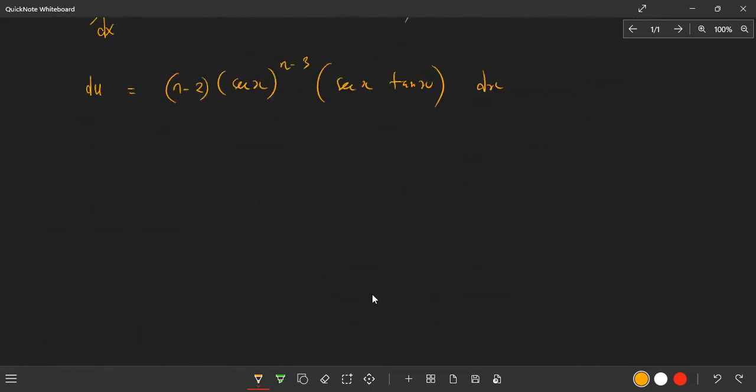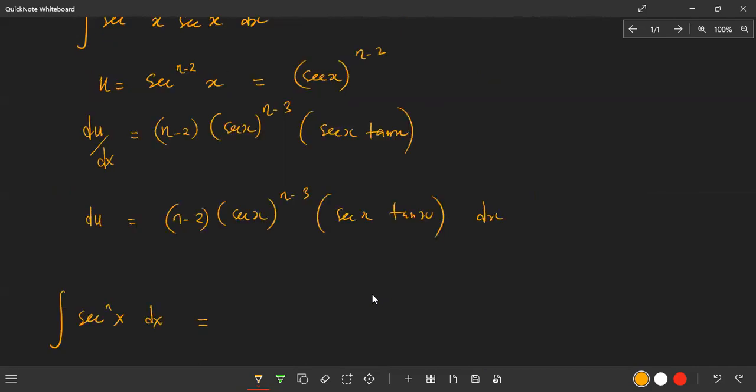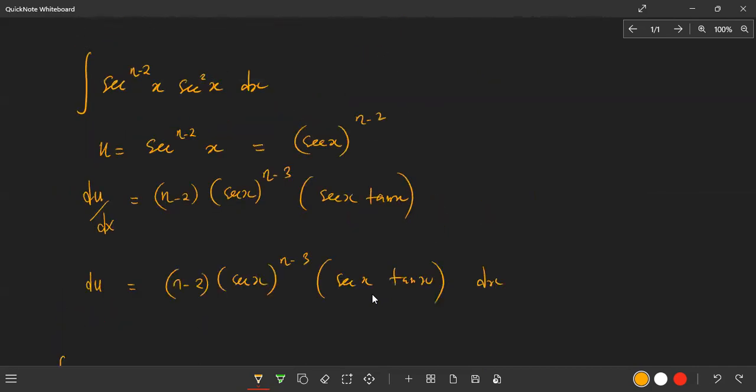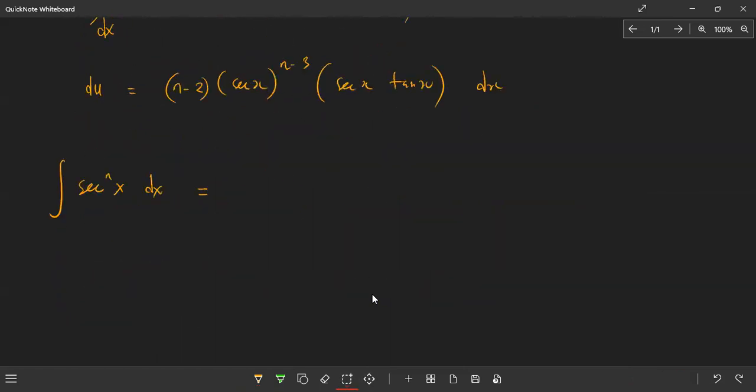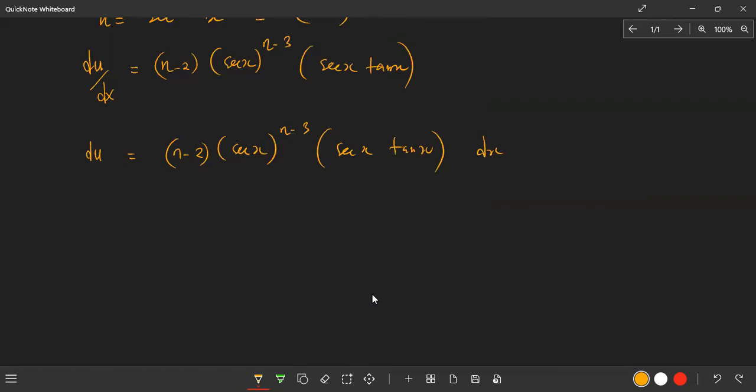So remember that we're integrating sec^n x dx. Our v, remember that our v was what? Oh, I haven't found the v yet. Sorry. To find v we have to integrate sec squared. So our dv is equal to sec squared x dx, and by integrating both sides, our v becomes the integral of sec squared x. This is just tan x.